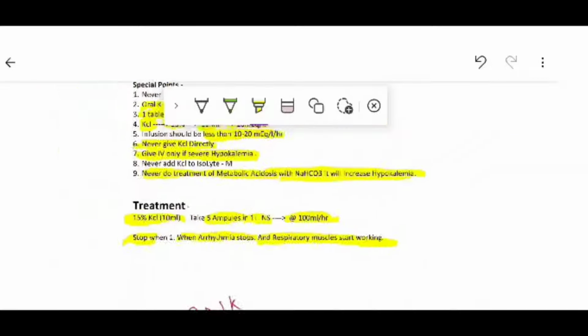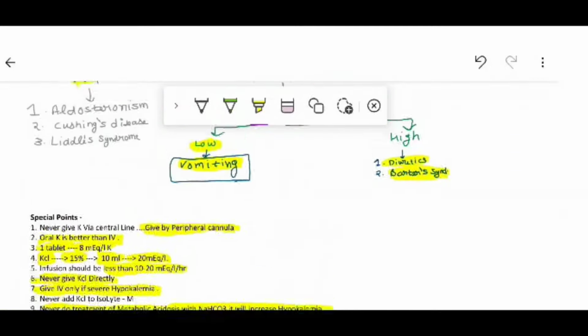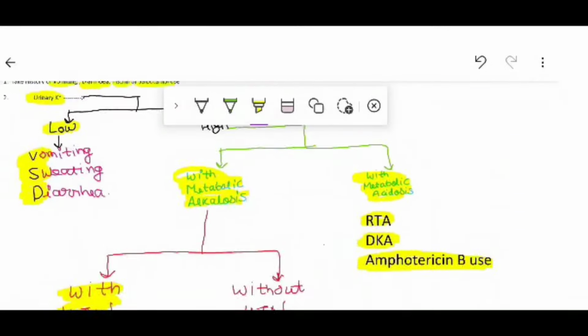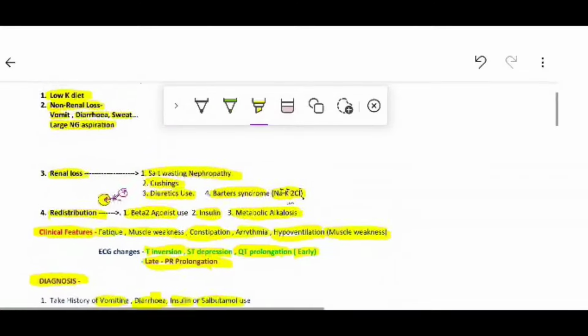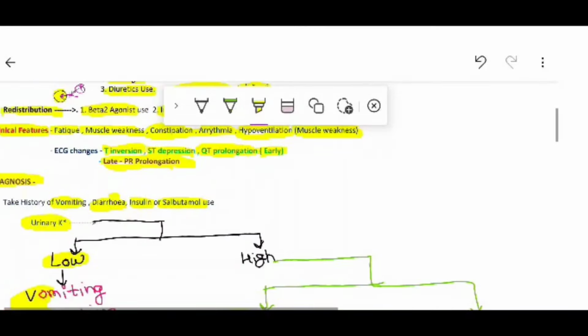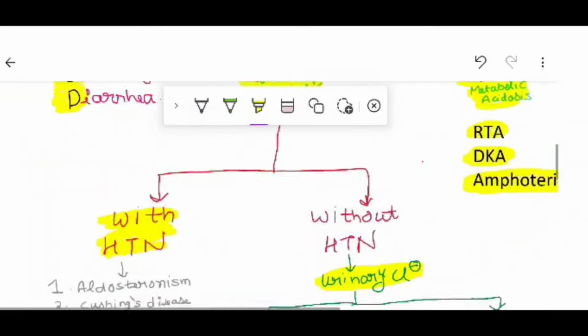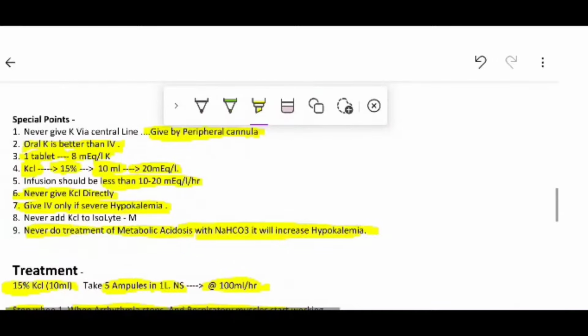So this was hypokalemia, guys, and it's very important. You can take short screenshots from the video or make notes.